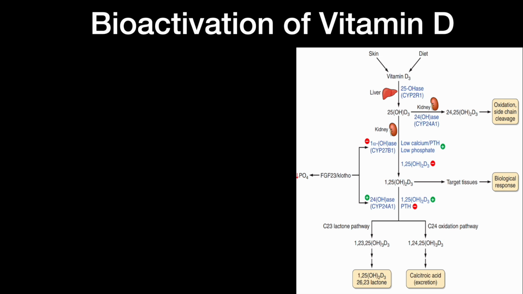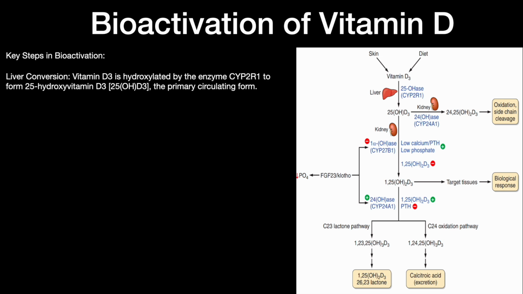Now, bioactivation of D3, there are key steps over here. First is the liver conversion of D3 into 25-hydroxy D3 by the enzyme CYP2R1. Here you can see the CYP2R1, which is causing the hydroxylation. This is your dietary intake.